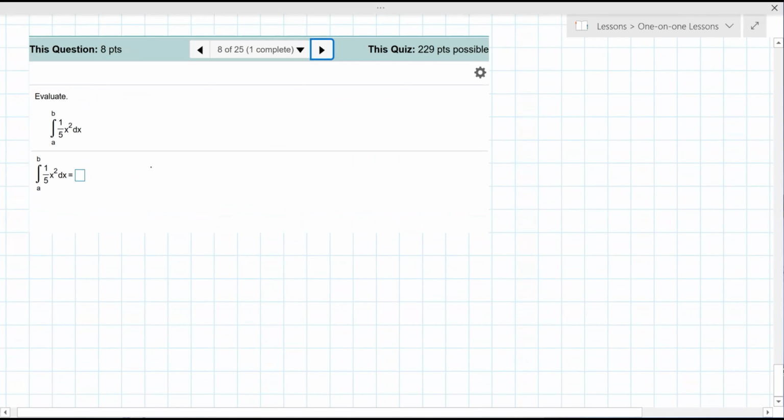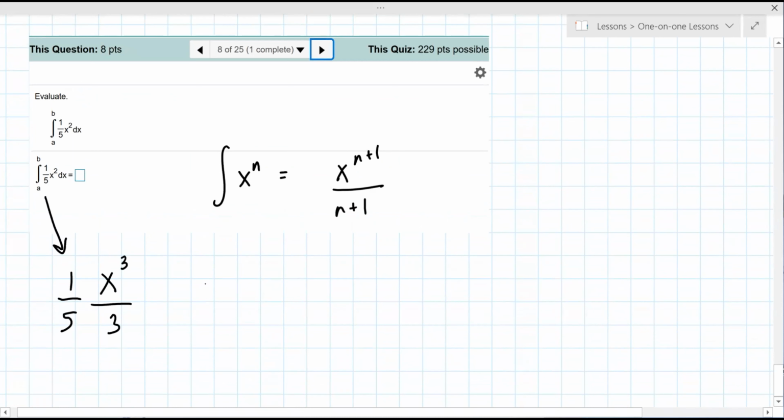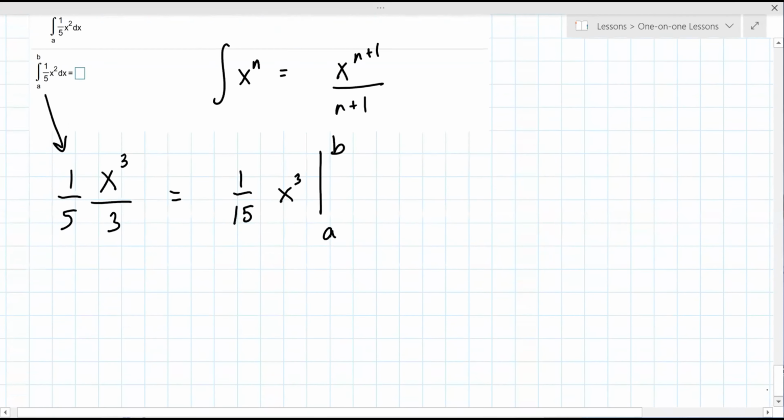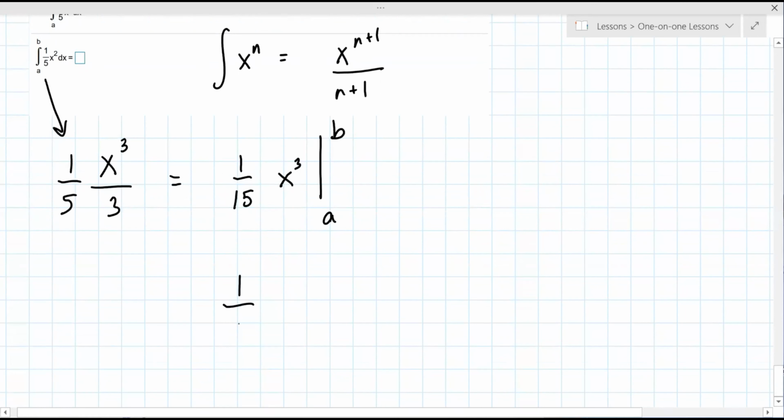So this one is a power rule again. Integral of x to the n becomes x to the n plus 1 over n plus 1. So in this case, it's x cubed over 3, and then that 1/5 stays with it. So we get 1 over 15 x cubed, but you have to evaluate it from a to b, which means you have to put b in first. So it's 1 over 15 b cubed minus 1 over 15 a cubed. And that's it.